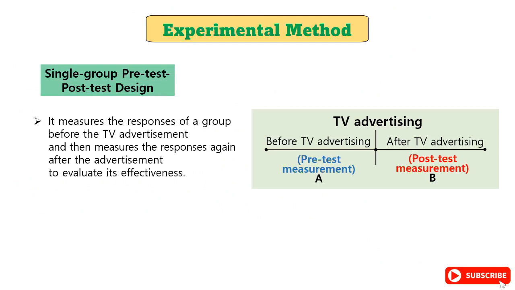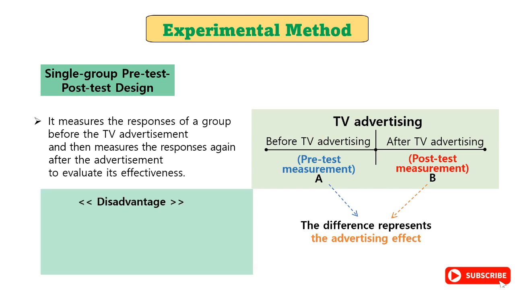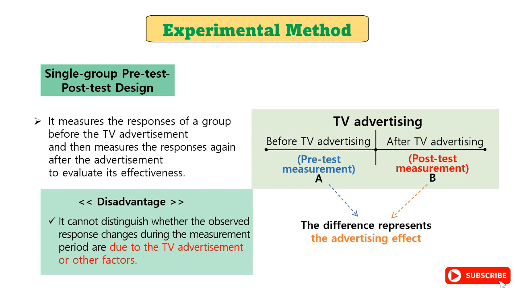The second design is the single group pre-test post-test design. This design measures the responses of a group before the TV advertisement, and then measures the responses again after the advertisement to evaluate its effectiveness. The difference between the pre-advertisement response, A, and the post-advertisement response, B, represents the advertising effect. The disadvantage of this method is that it cannot distinguish whether the observed response changes during the measurement period are due to the TV advertisement or other factors.